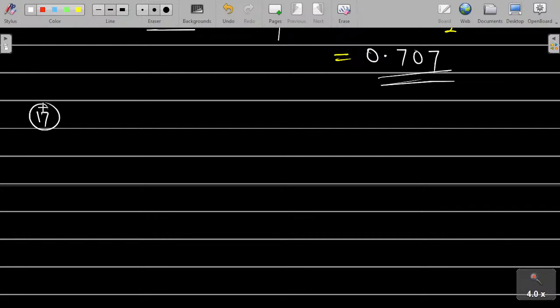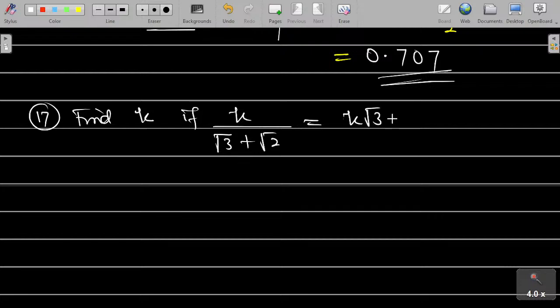So number 17. Number 17 says we should find the value of k. Find k if k all over root 3 plus root 2 is equal to k root 3 minus 2. So we need to find k in this particular question. So what do you do there?